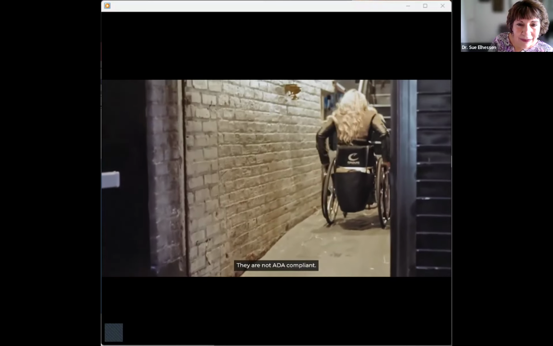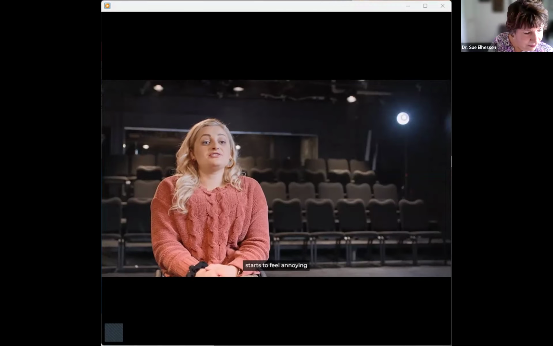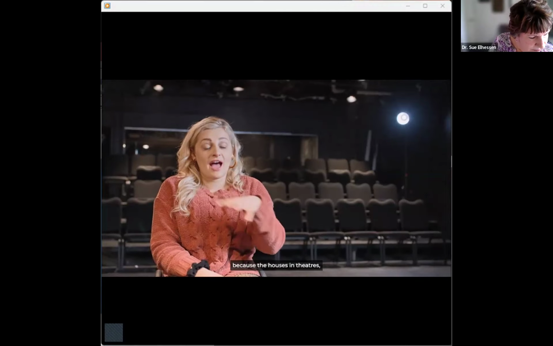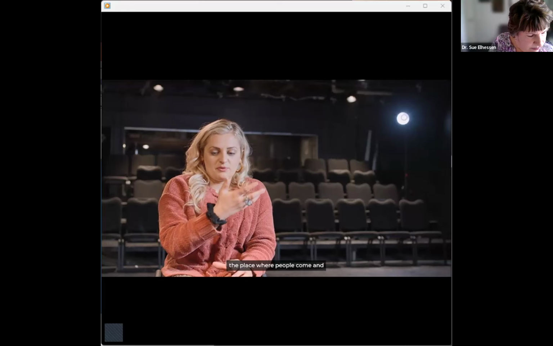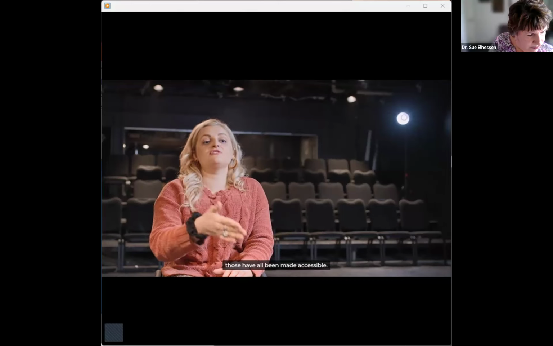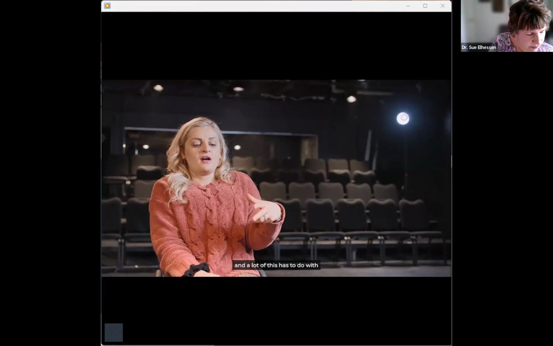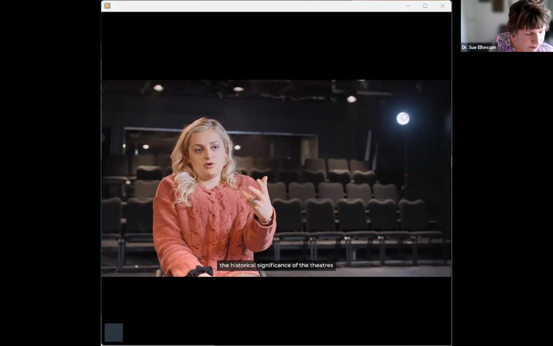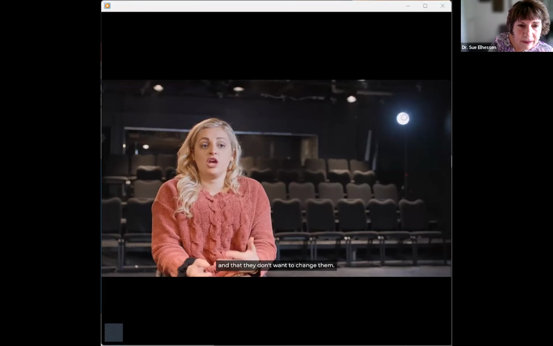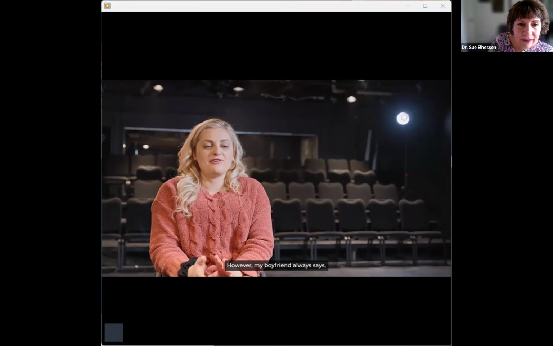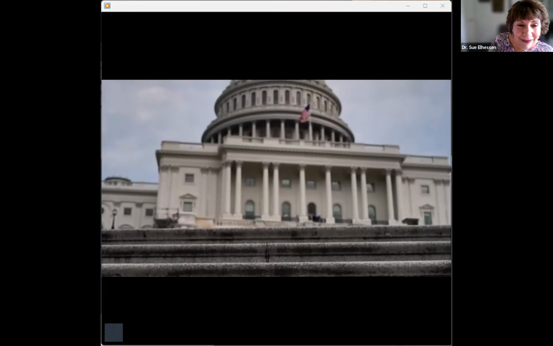They are not ADA compliant, which at this point in my career starts to feel annoying because the houses in theaters, the place where people come and see theater, those have all been made accessible, but backstage has not. And a lot of this has to do with the historical significance of the theaters and that they don't want to change them. However, my boyfriend always says, is that a part of history that we really want to hold on to?